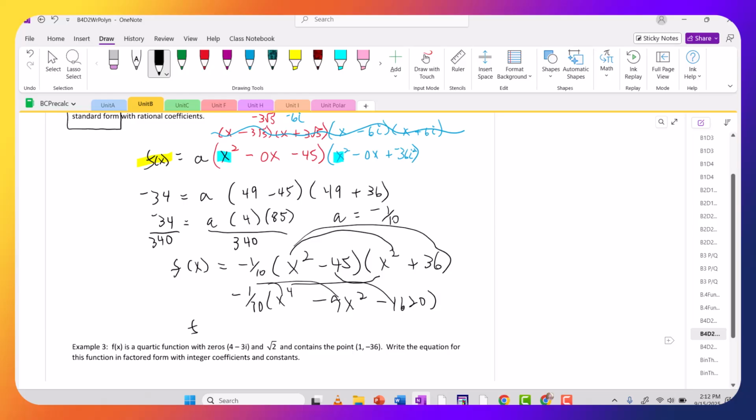Okay, so then f of x equals, sorry for my f looking really bad there, negative 1/10 x to the 4th, and then positive 9/10, and then positive 162, right? Lop off a 0 when you take 1/10 of that. Ain't no thing. It was just a little bit of a distribution and a FOIL before that to get this in standard form.